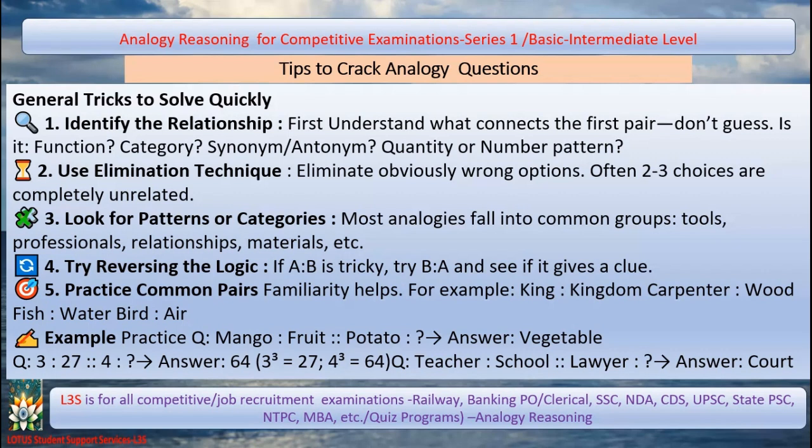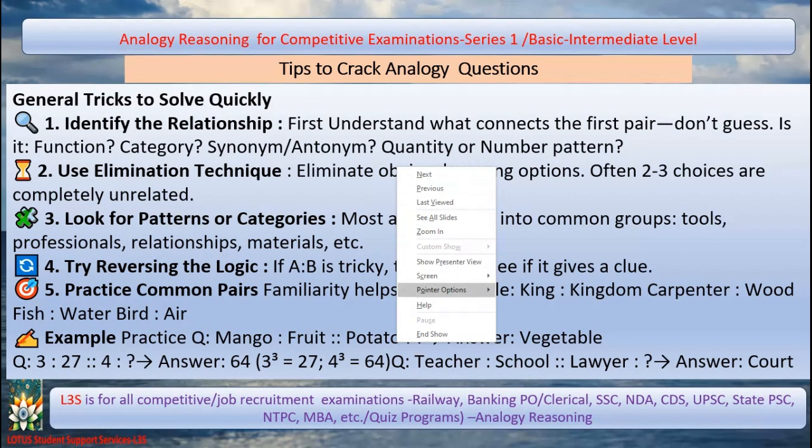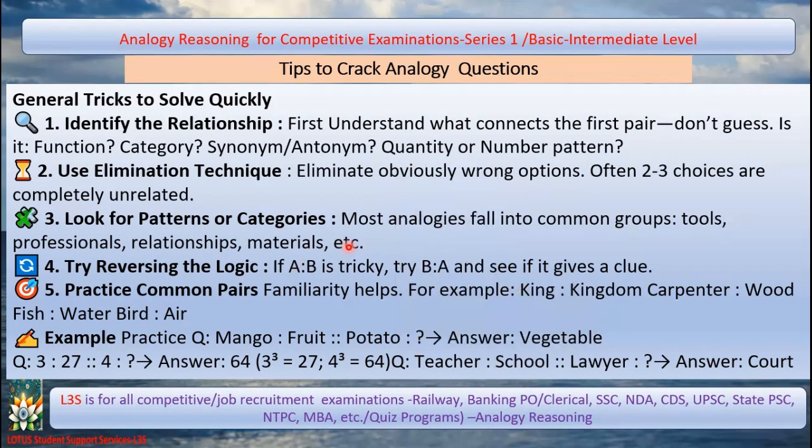Look for patterns or categories. Most analogies fall into common groups: tools, professional, relationship, material, etc. Then if A is to B is tricky, write B is to A. Just reverse the logic. Then you check. Practice the common pairs. Familiarity helps. For example, king is to kingdom, carpenter is to wood, fish is to water, bird is to air.